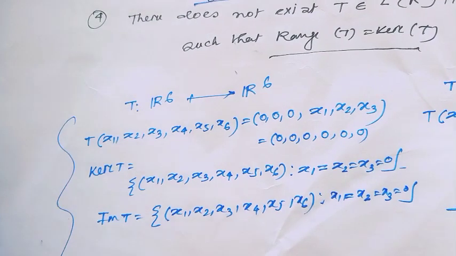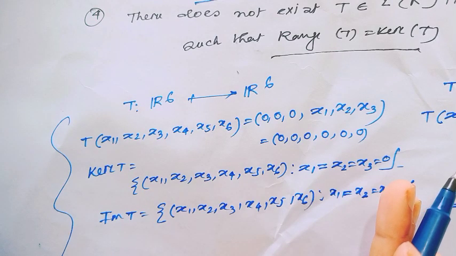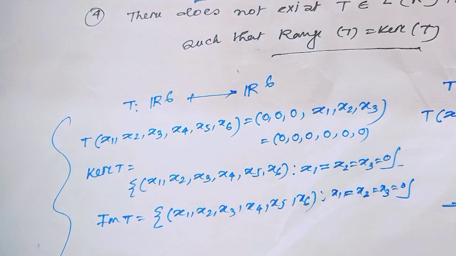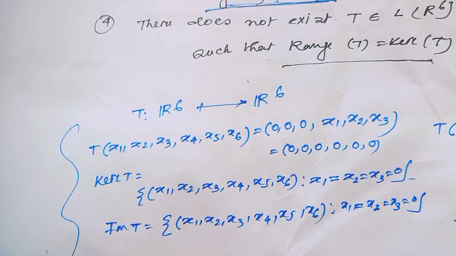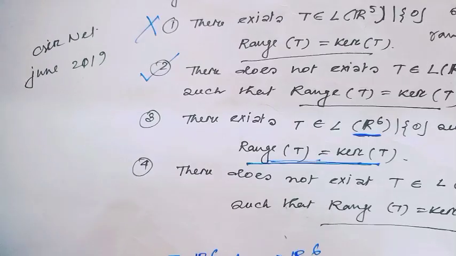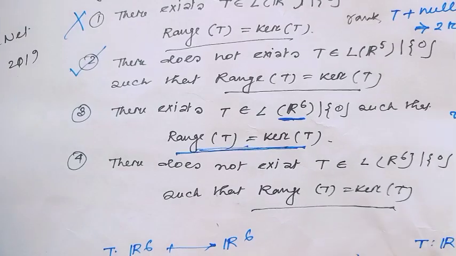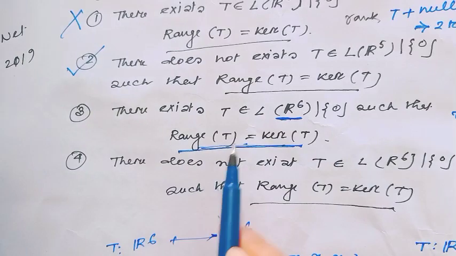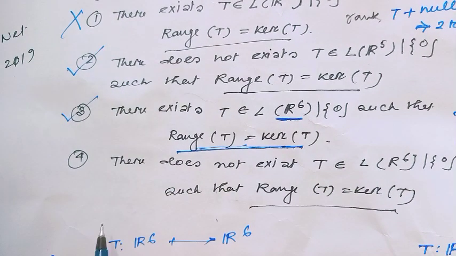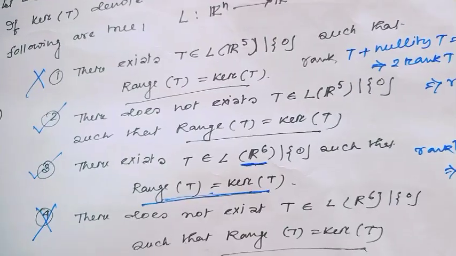Are you getting this mapping? This is actually the shift operator. For this mapping, range T and kernel T are always the same. So obviously option 3 is a right option. There exists T belonging to L(R6) such that range T and kernel T are equal, and option 4 is a wrong option. Are you getting? That means option 2 and option 3 are right.